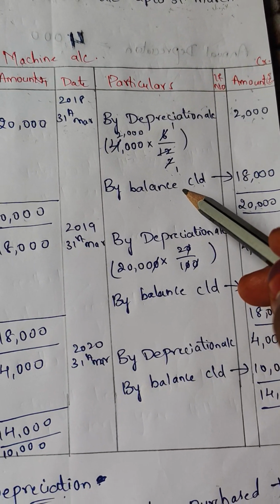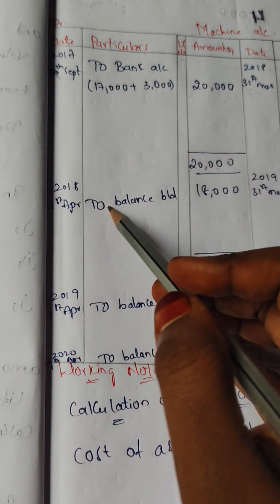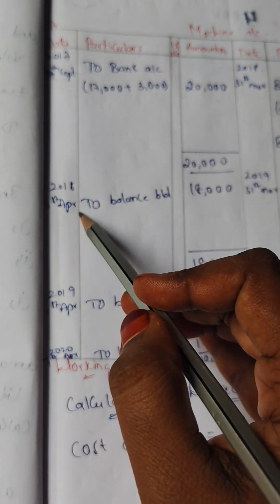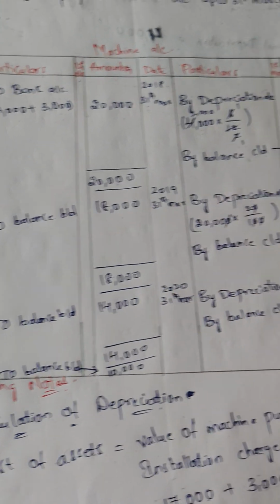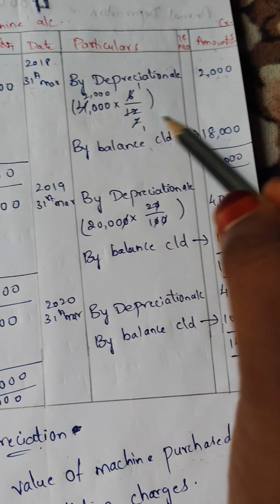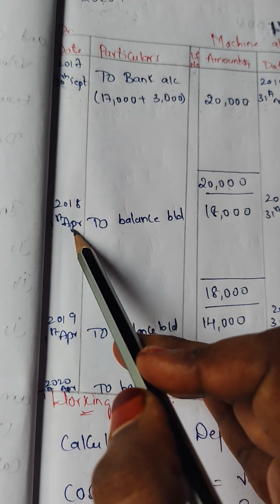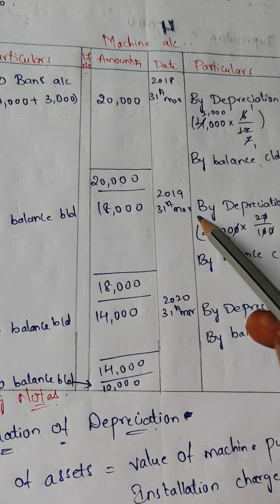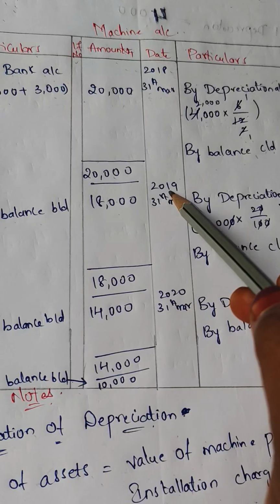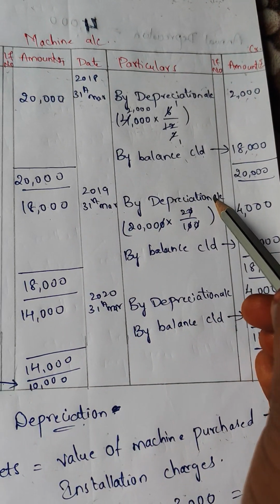Next tomorrow again we are continuing this business. So here carried on means here we have to write brought down, 2018 1st April, to balance brought down. How much we got? 18,000. So this 18,000 we have to write here. Next, 2018 1st April he started again and up to 31st March he is ending. So here we are writing 2019 31st March by depreciation account.